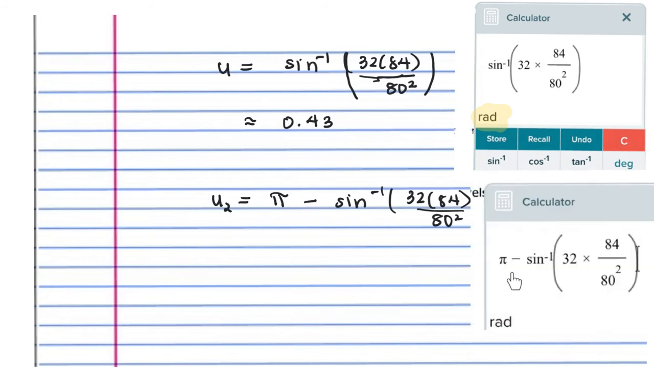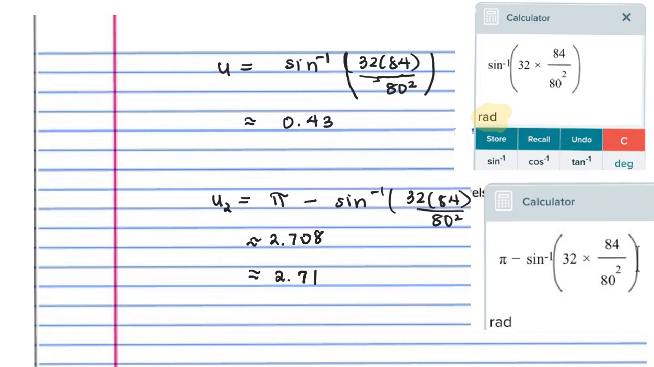The best way to do this is to use the undo button, and I just put pi minus in front. When I evaluated that expression, I got 2.708, and when you round that to 2 decimal places, 2.71. Now that gives us the value for u, but we're not asked to solve for u. We're trying to find theta.